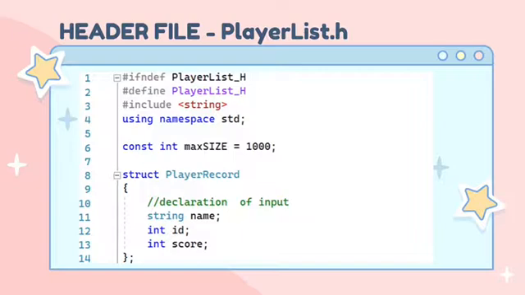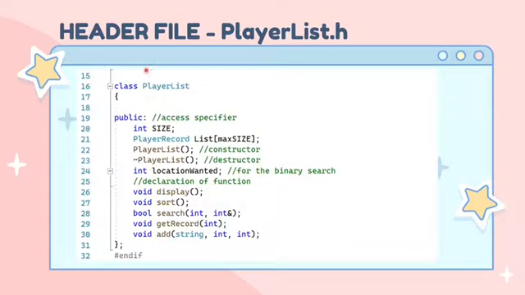Our header file, which is the playerlist.h file, contains all the declarations of variables used for the input. As you can see here, this is all the declaration of our input, which is name, the data type is string, ID, the data type is int, and score, the data type is also an int.